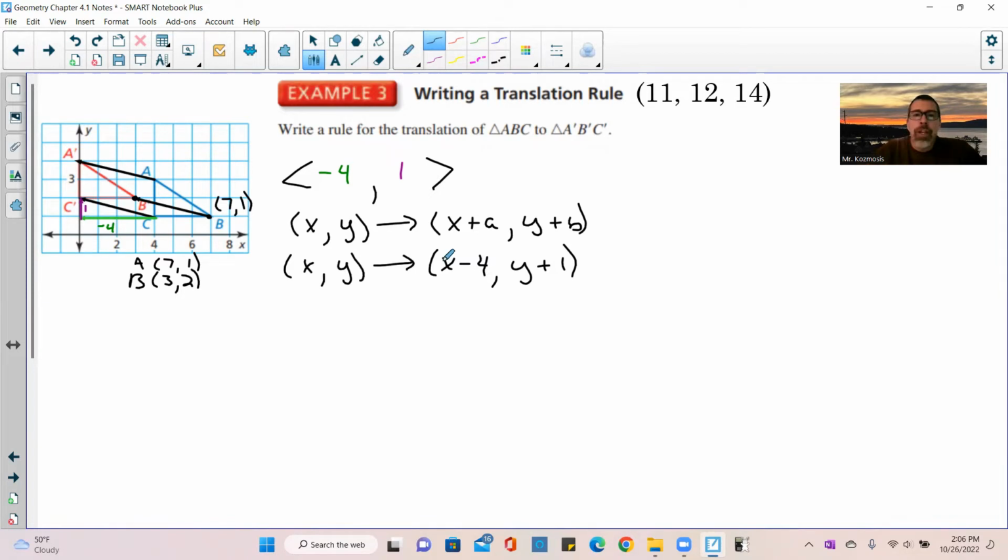Okay, so that's another way of writing a rule. You could either do it with these brackets, or you could say xy becomes and put the positive and negative changes in there for x and y.